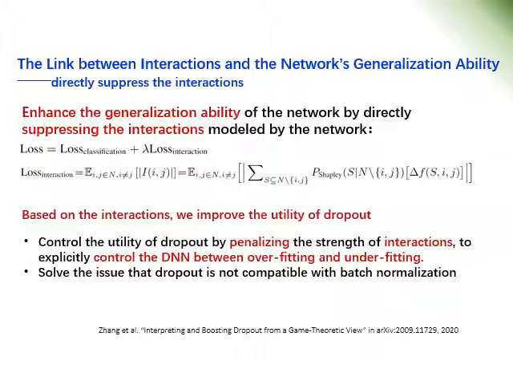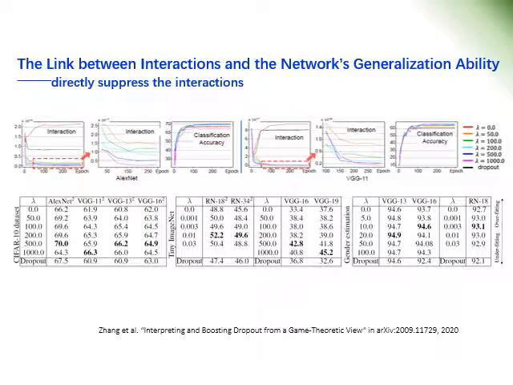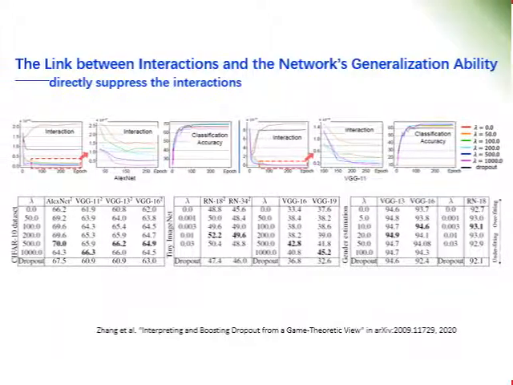In comparison, the traditional dropout operation cannot accurately control the overfitting level of the DNN. On the other hand, the interaction loss also solves the problem that the dropout is not compatible with the batch normalization. The proposed loss is compatible with the batch normalization. This slide shows how we use the interaction loss to accurately control the DNN from overfitting to underfitting.